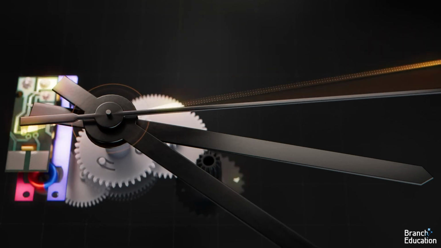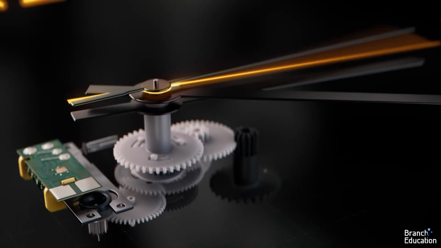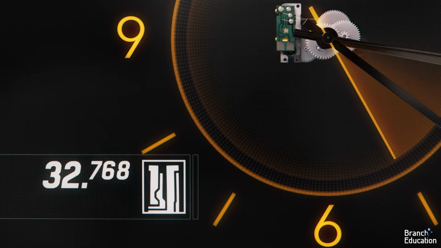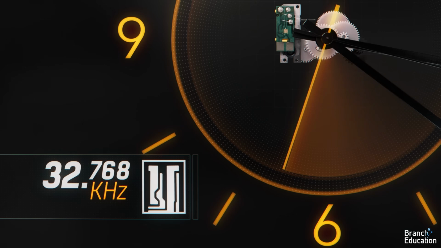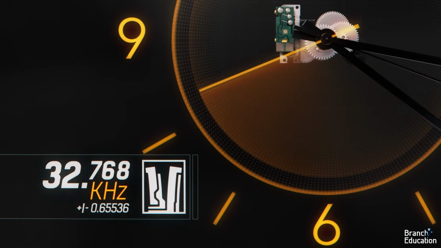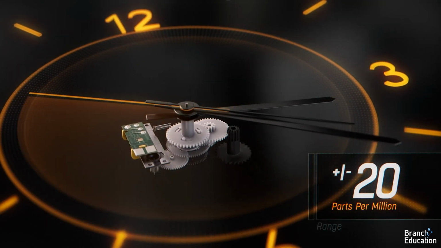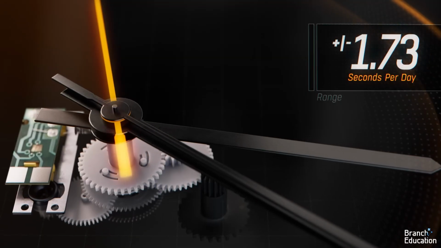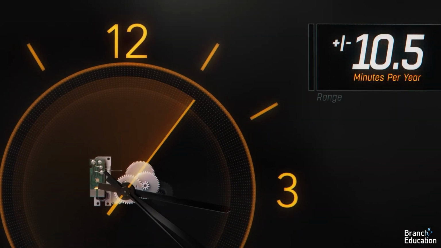One thing to note is that if your clock is either fast or slow, it's most likely because the crystal oscillator doesn't oscillate exactly at 32.768 kilohertz due to the geometry and incorrect resonant frequency of tines. These crystals typically have 20 parts per million accuracies, meaning it can gain or lose at most 1.7 seconds a day or 10.5 minutes a year.